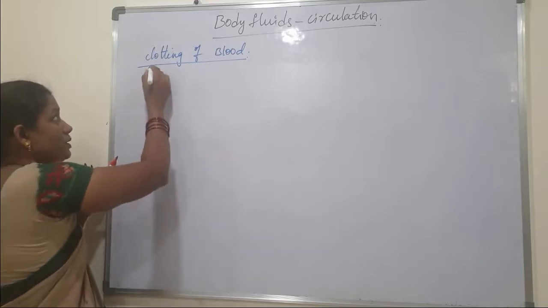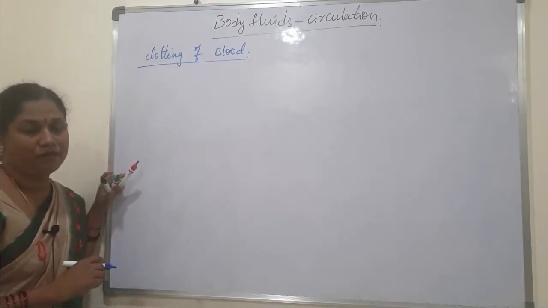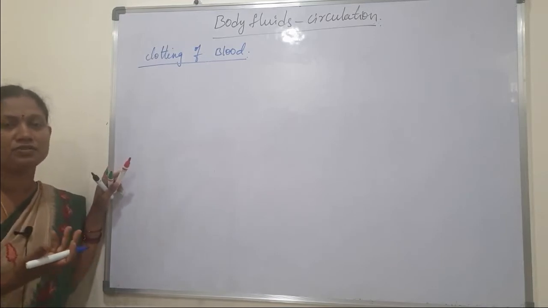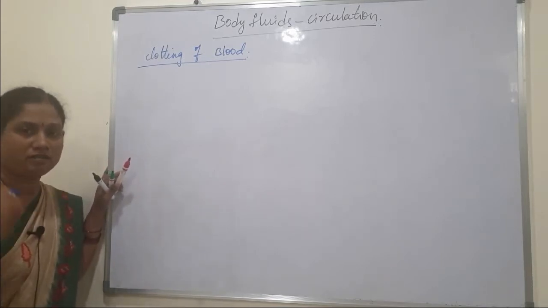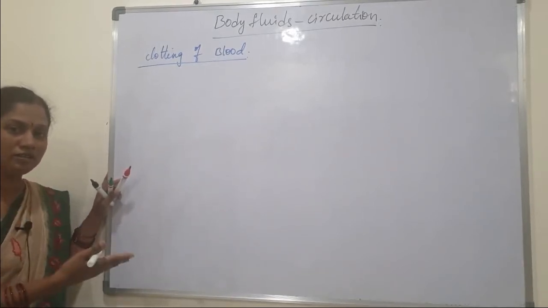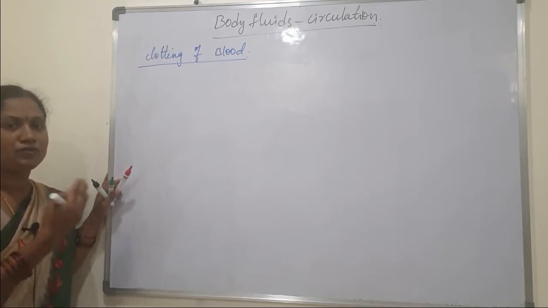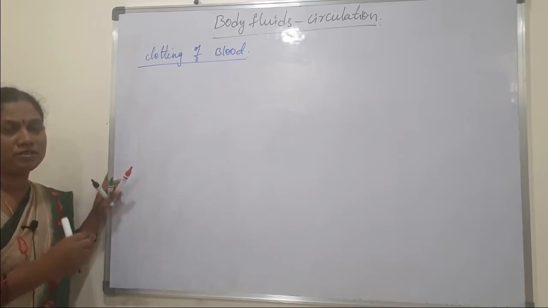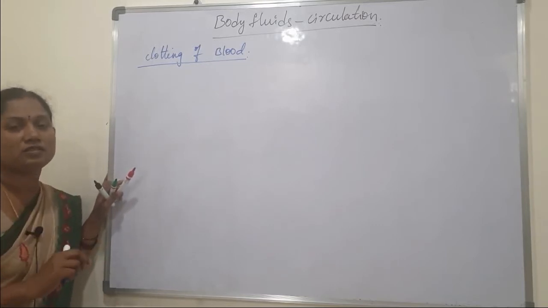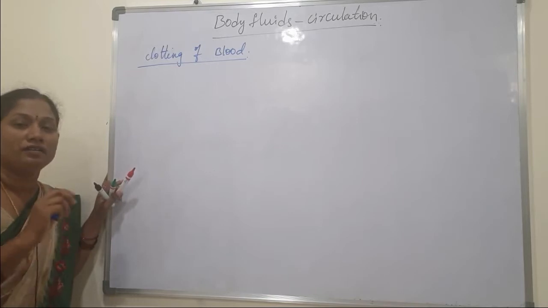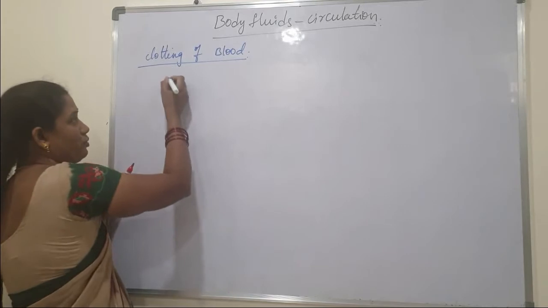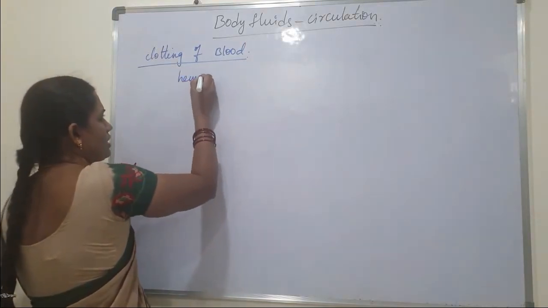Okay, so next topic is clotting of blood. Normally, whenever an injury or any damage takes place to our body, the blood comes out. What will happen after some time? It can clot, and the bleeding will stop. Which means if any damage takes place to the blood vessel, some physiological changes take place in our blood, and they lead to blood clotting. That process is also called hemostasis.